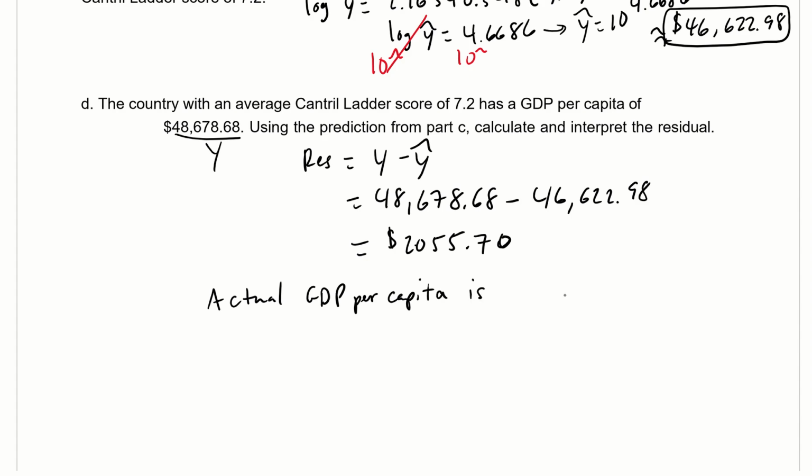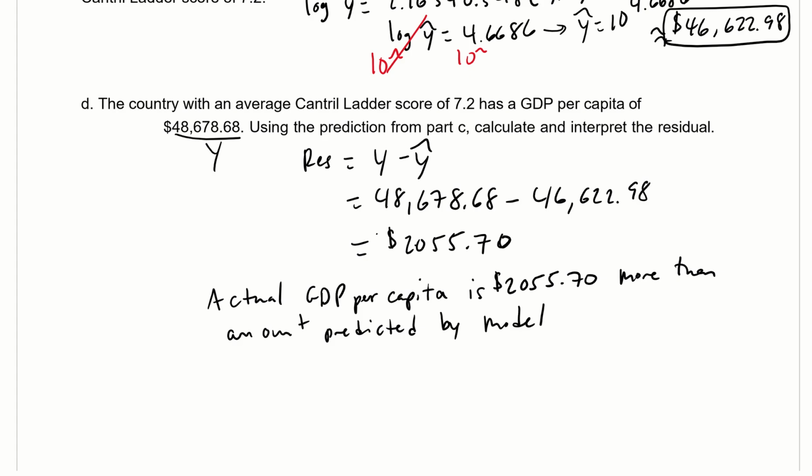Okay, so that means now to interpret it, the actual GDP per capita is $2,055.70 more because it's positive, right? More than the amount predicted by the model for a country with score of 7.2.